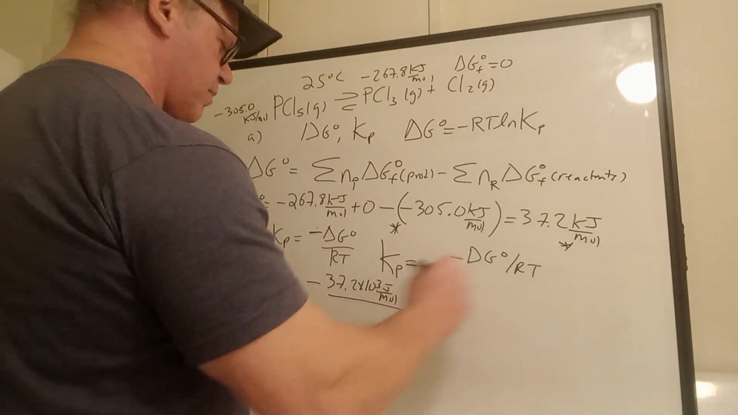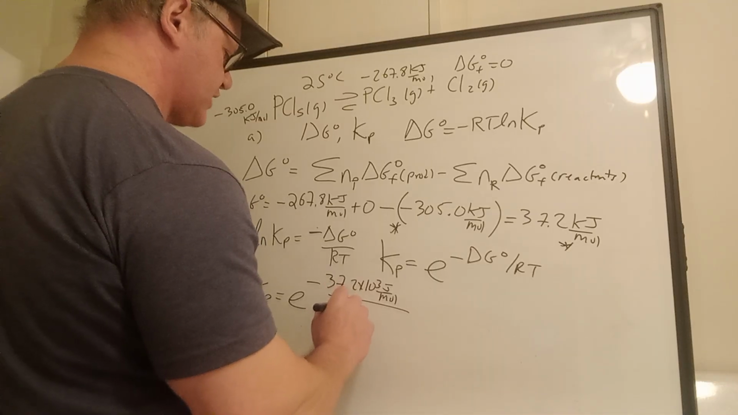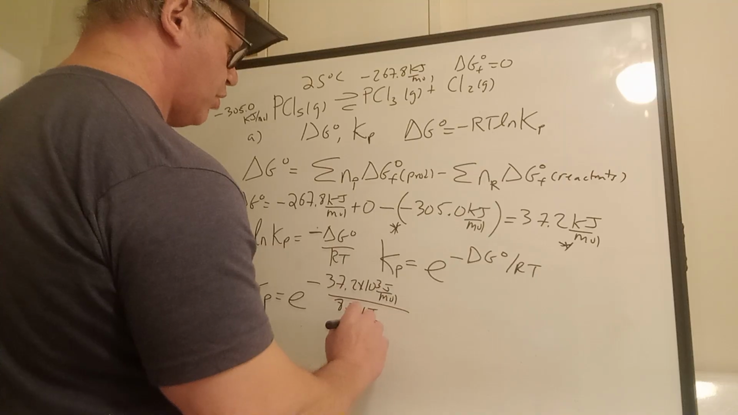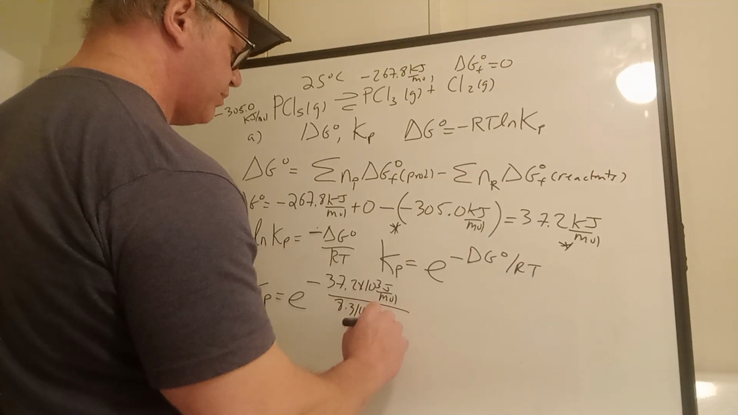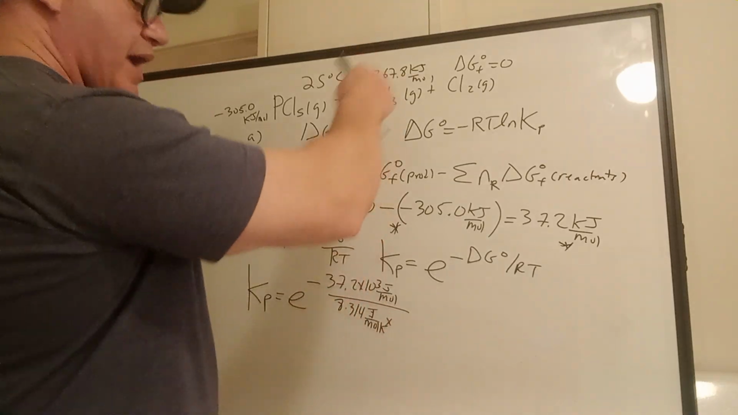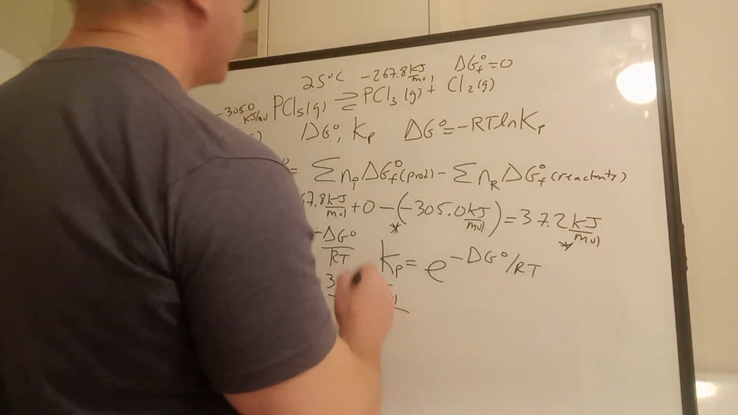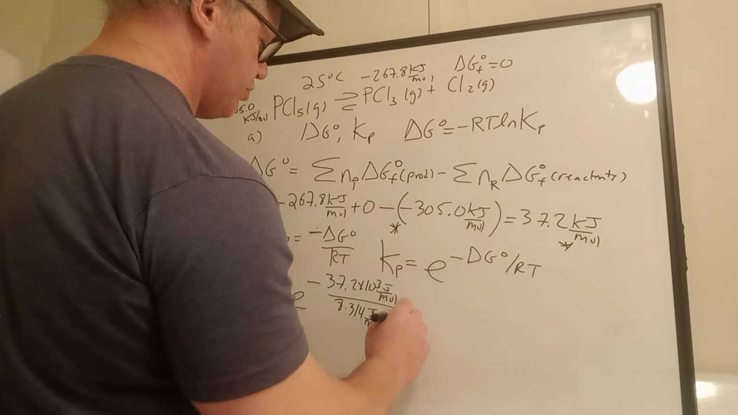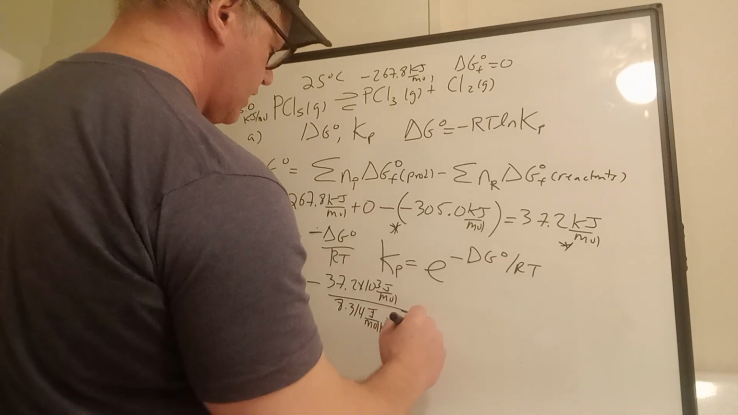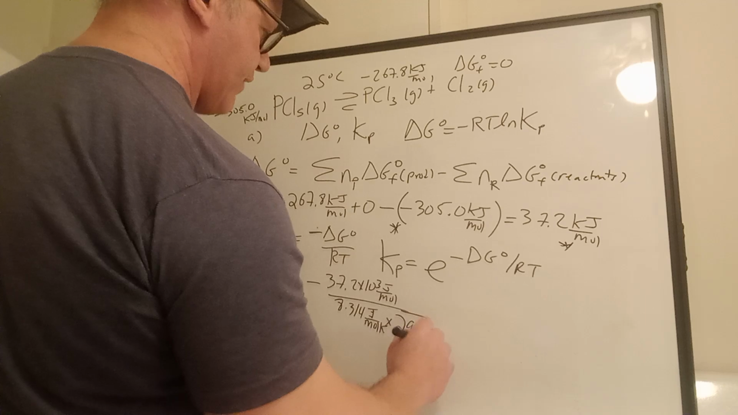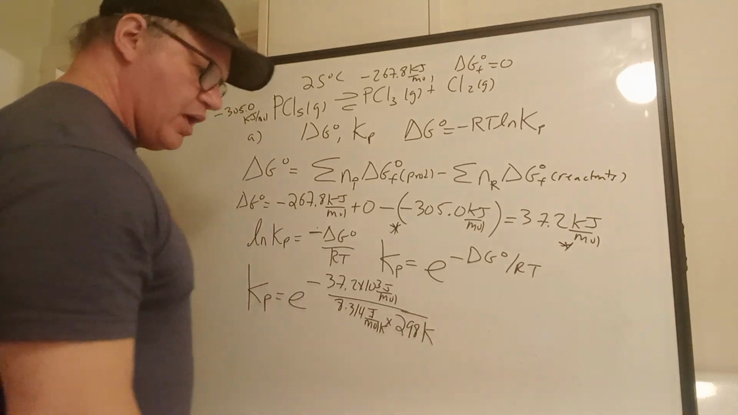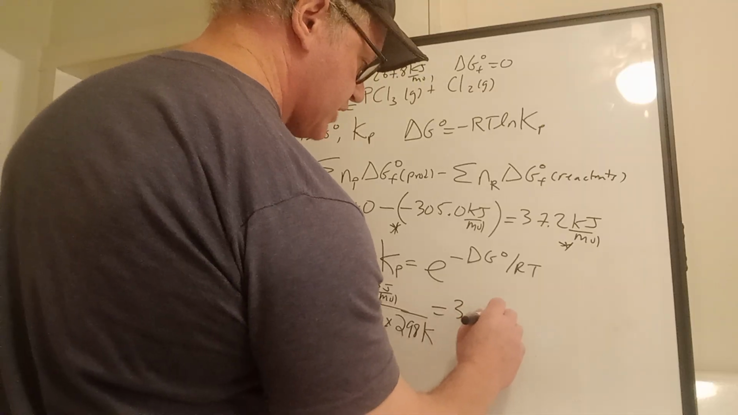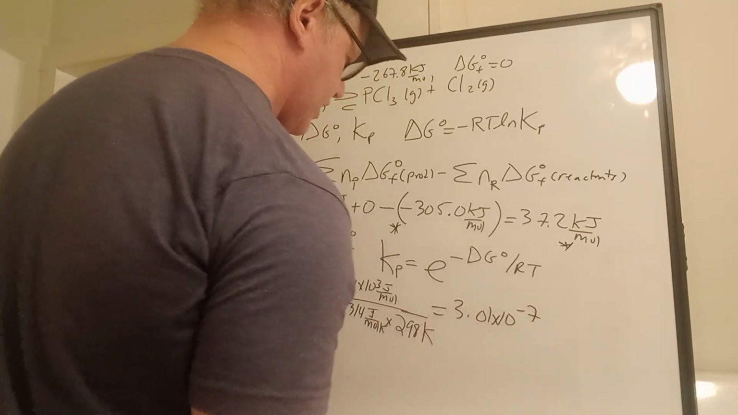We have R, 8.314 joules per mole Kelvin, all in the exponential. And then convert the temperature to 298. We've got 25 degrees, add 273 to it. If you want real accuracy, put 0.15 after it, but it wasn't that accurate, so we have 298 Kelvin. To the best of my calculation, I got 3.01 times 10 to the minus 7. See if you get that number.